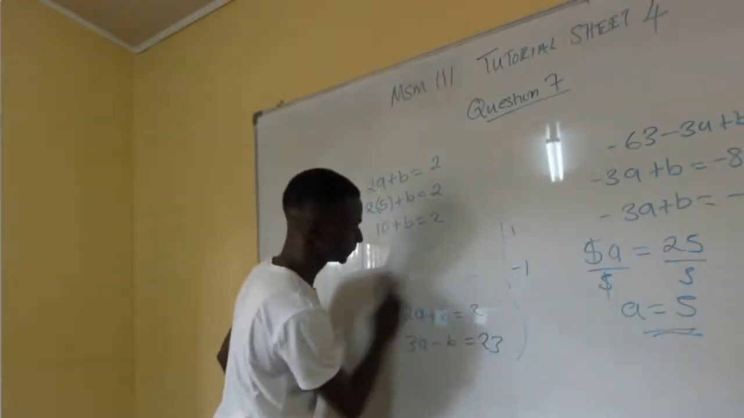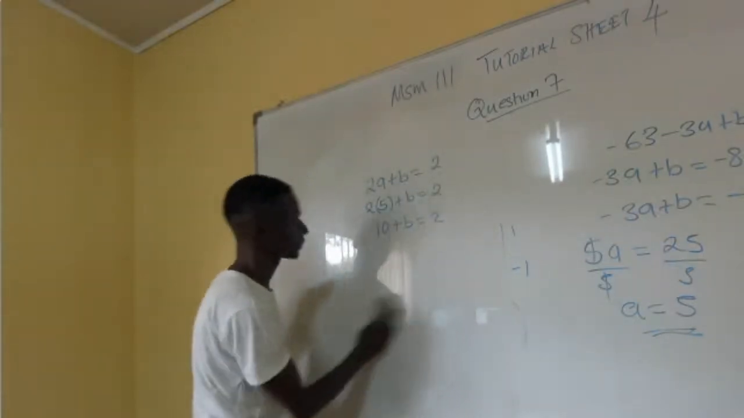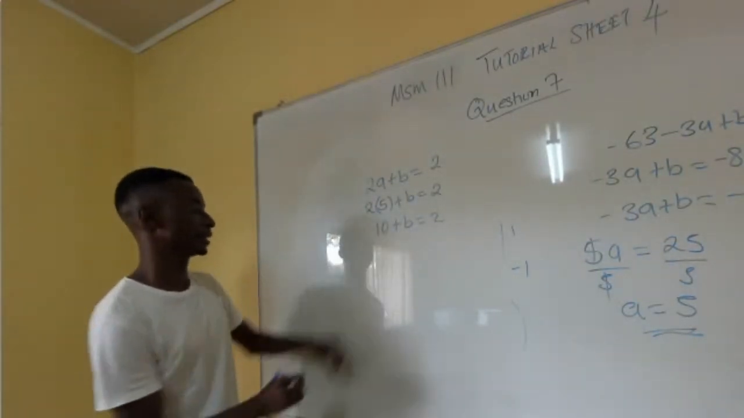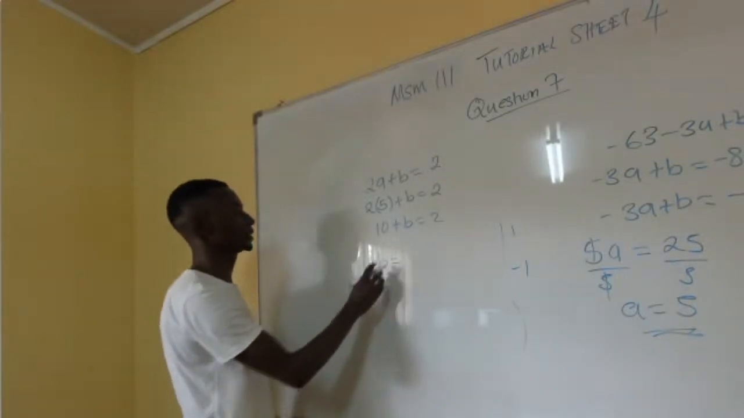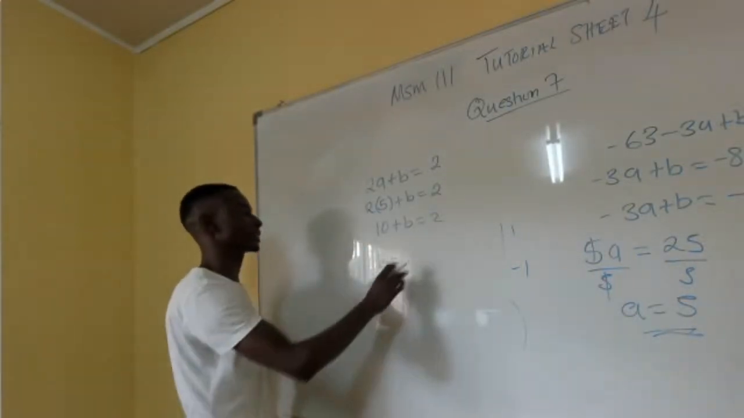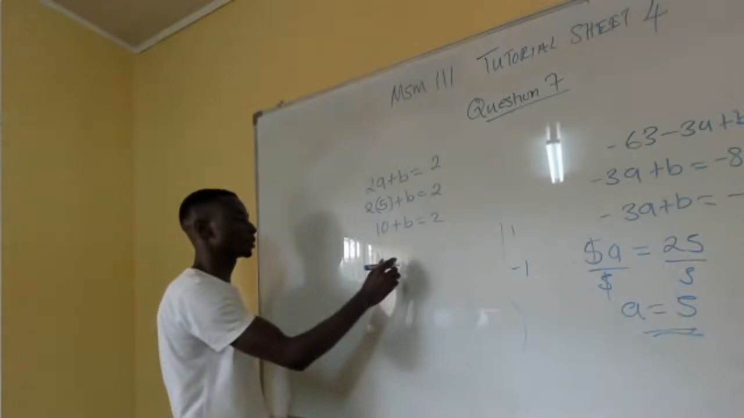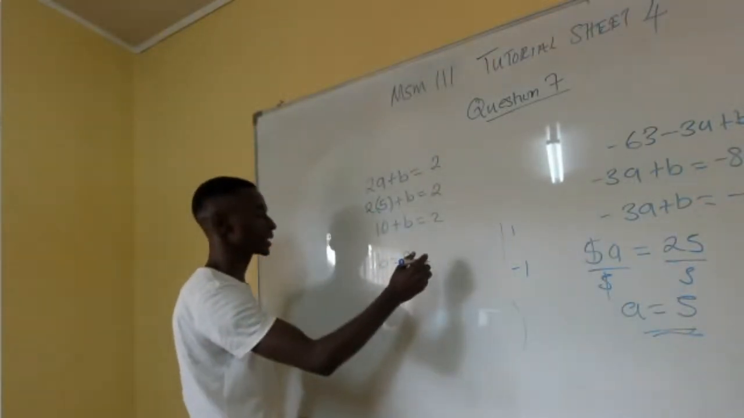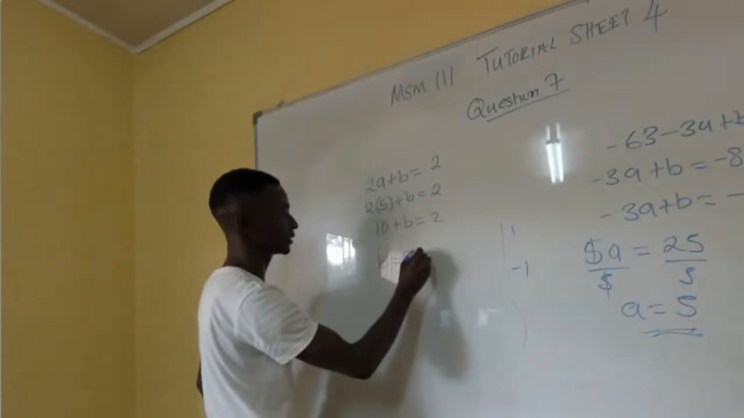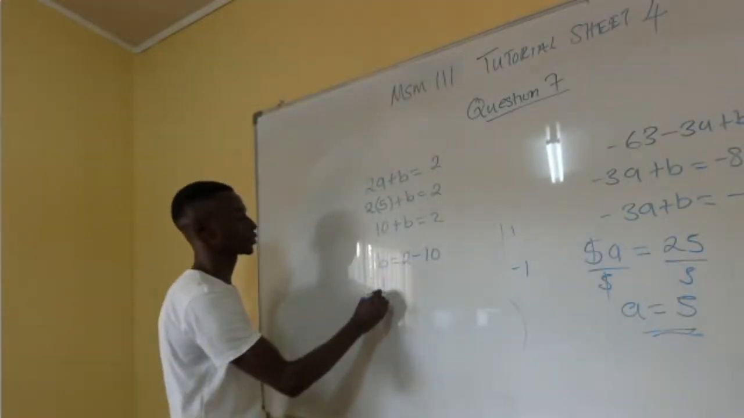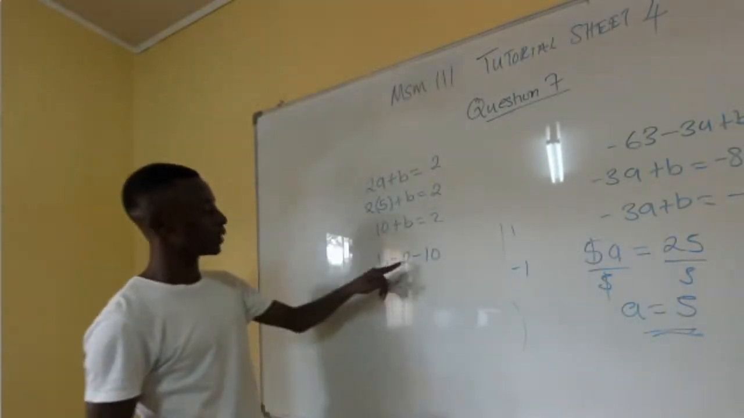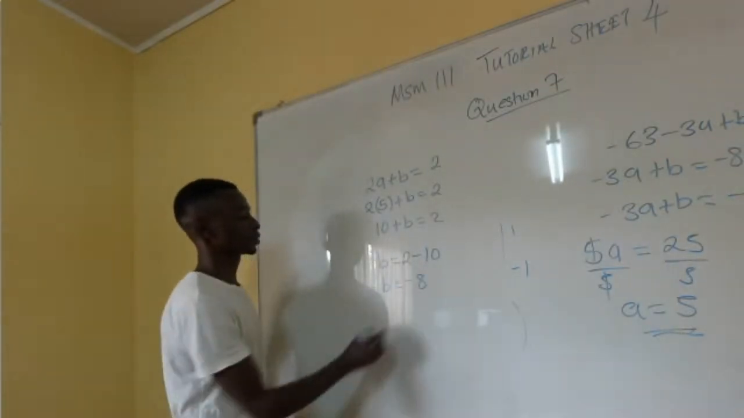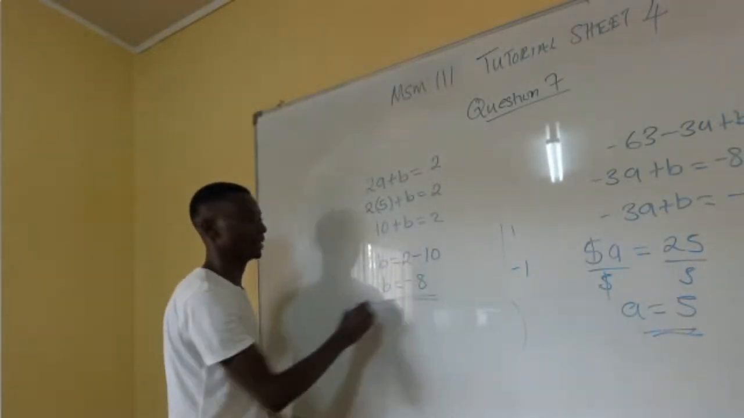So there we go. We want to know the value of B. So now you say B equal to, this 10 can go to the other side because it's a constant here. Since 2 is positive, if it crosses the equal sign, it will be negative. So B is equal to 2 minus 10. What is 2 minus 10? 2 minus 10 is negative 8. So that's the value of B.